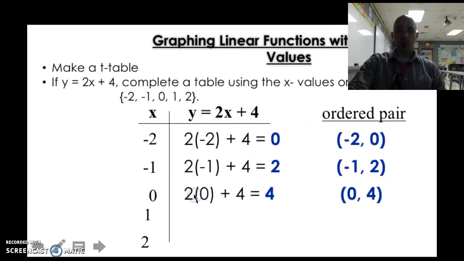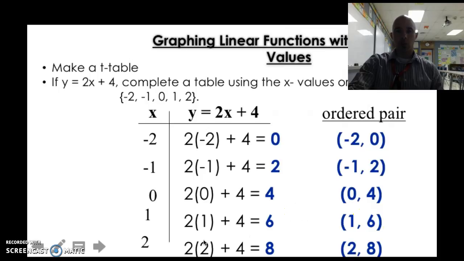2 times 0 plus 4 is 4. 2 times 1 plus 4 is 6. There goes your ordered pair: at x is 1, your y is 6. And 2 times 2 is 4, 4 plus 4 equals 8. So these are your ordered pairs, and you'll take each of those ordered pairs and graph it on the x and y axis.